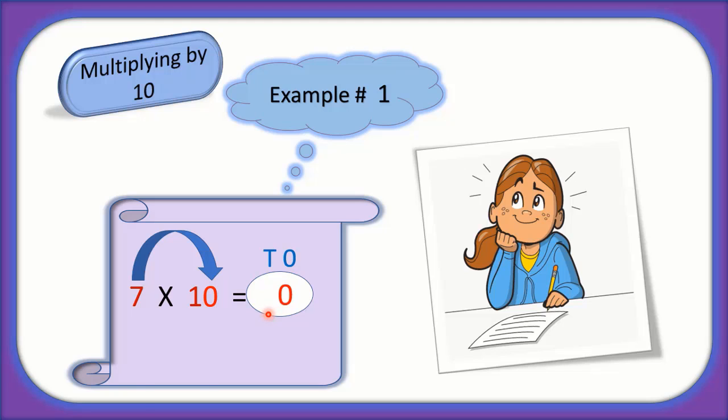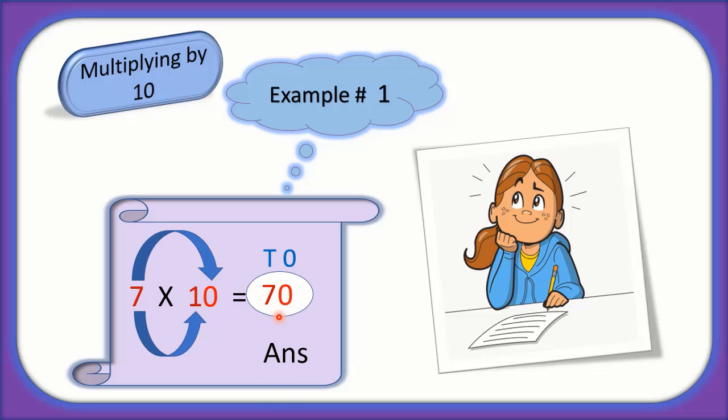Now, the step number 2. In step number 2, what you have to do? You will multiply 7 by 1. 7 ones are 7. And we will put this 7 at 10's place. So when we multiply 7 by 10, we get the answer 70.